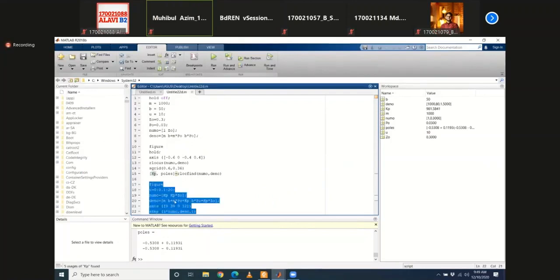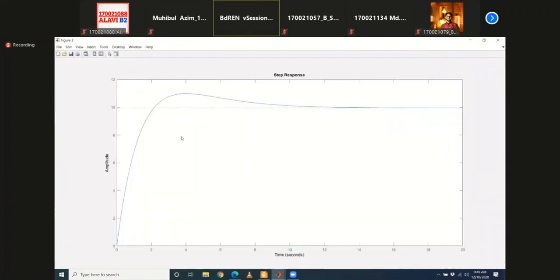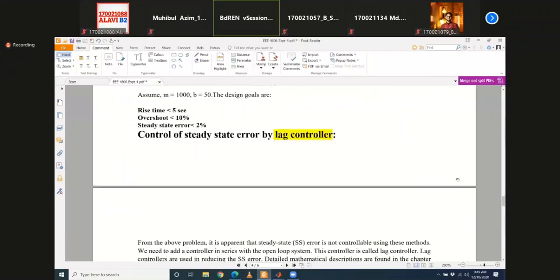Okay. Evaluate selection. So this is the overall step response, right? So let's select characteristics one by one. Rise time. It's 1.53 seconds, which is much less than 5 seconds. So that has been fulfilled.